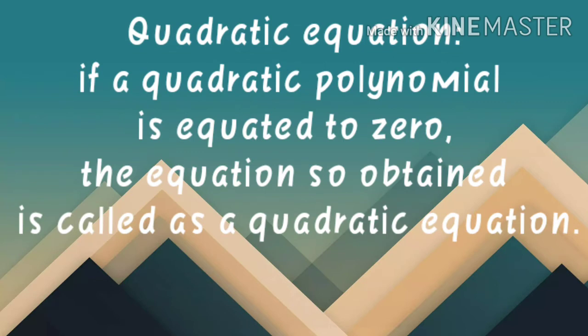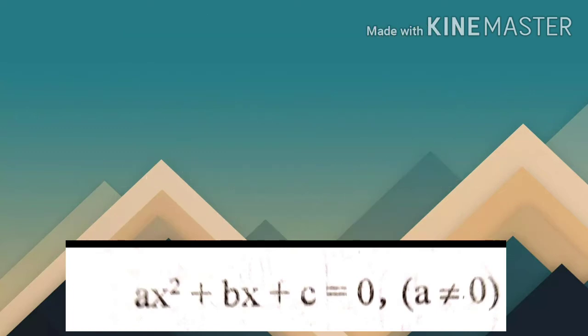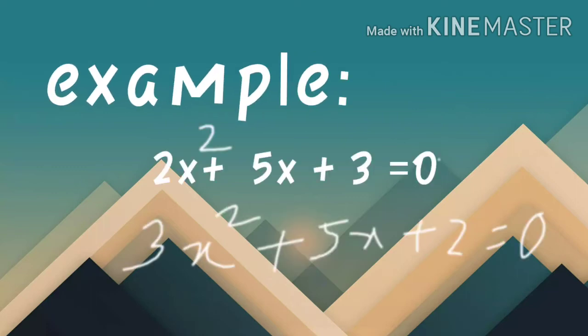If a quadratic polynomial is equated to 0, the equation so obtained is called a quadratic equation. It is a second degree polynomial equated to 0. For example, ax² + bx + c = 0, where a is not equal to 0, is a quadratic equation, where a, b and c are real numbers. In our ongoing discussion, we will take a as the coefficient of x², b as the coefficient of x, and c as the constant term. 2x² + 5x + 3 = 0 and 3x² + 5x + 2 = 0 are two examples of quadratic equations.